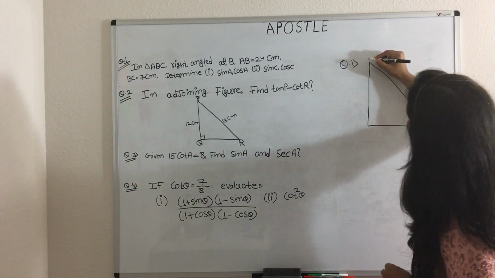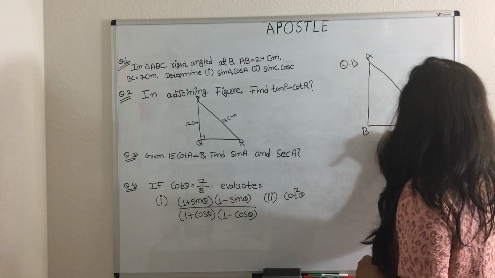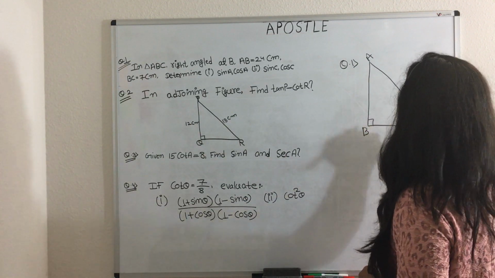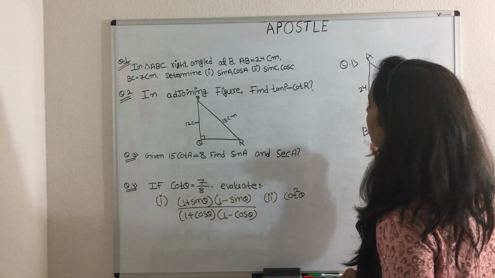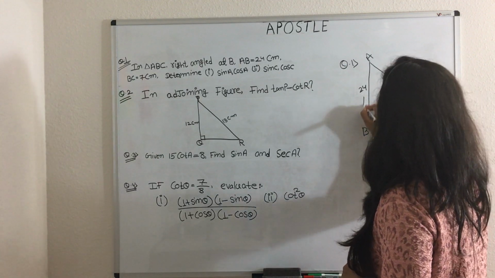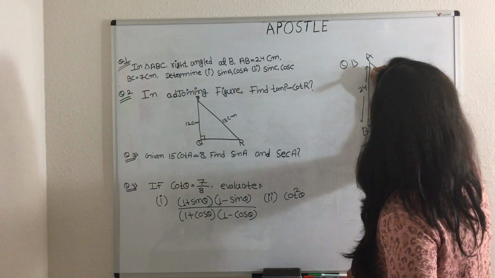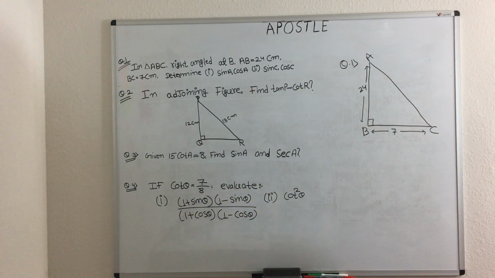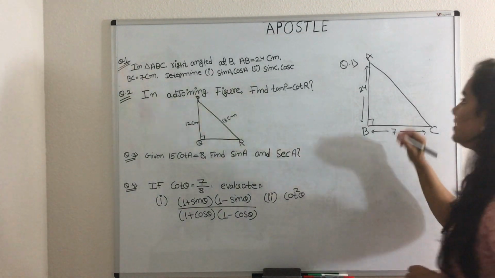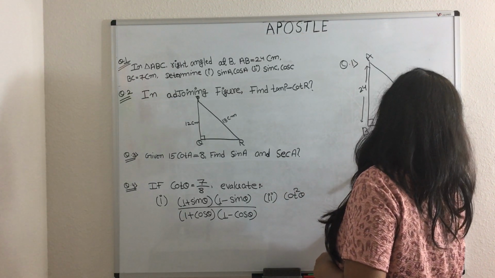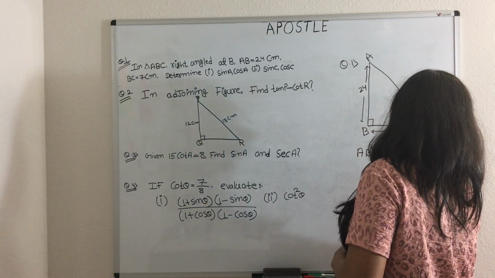In this right triangle ABC, the right angle is at position B, AB is given as 24 centimeters and BC is given as 7 centimeters. So students, what do we have to do? We have to calculate the hypotenuse, that is AC. We calculate the hypotenuse using the Pythagoras theorem. In this triangle, AB square plus BC square equals AC square.